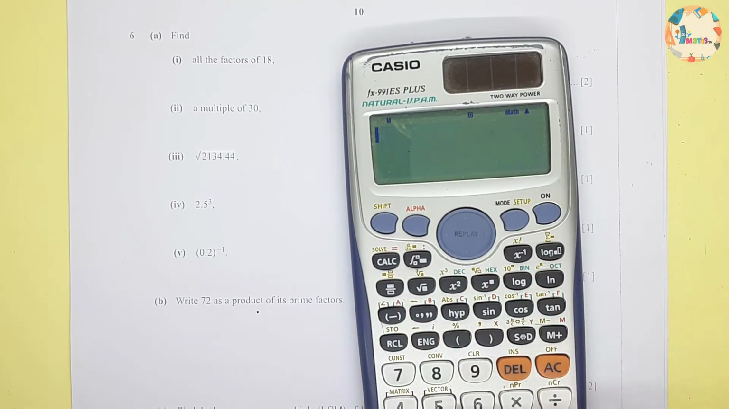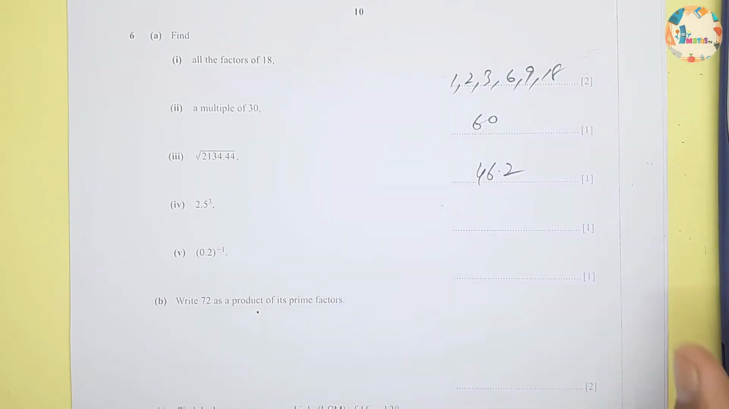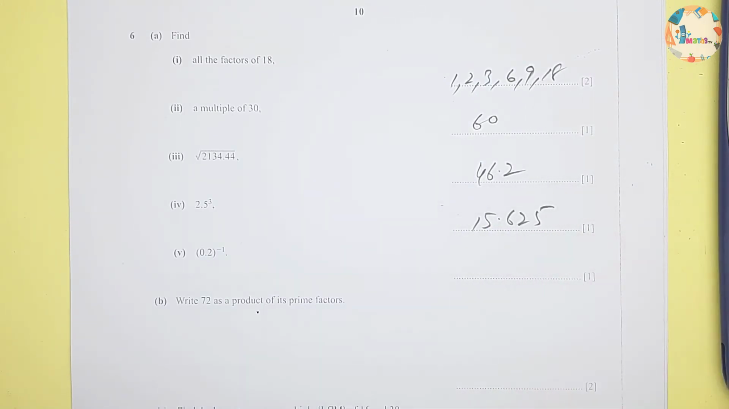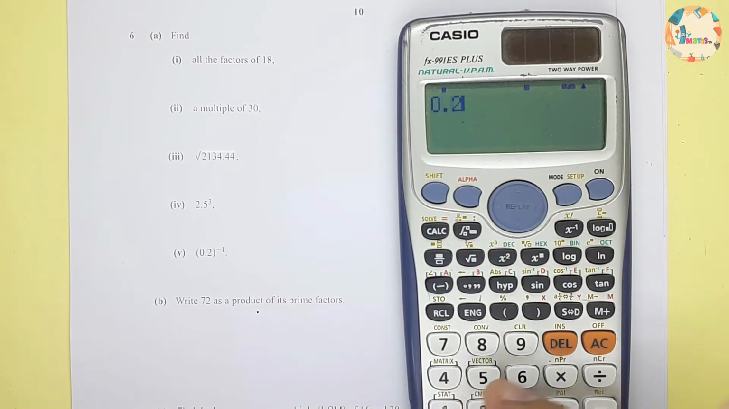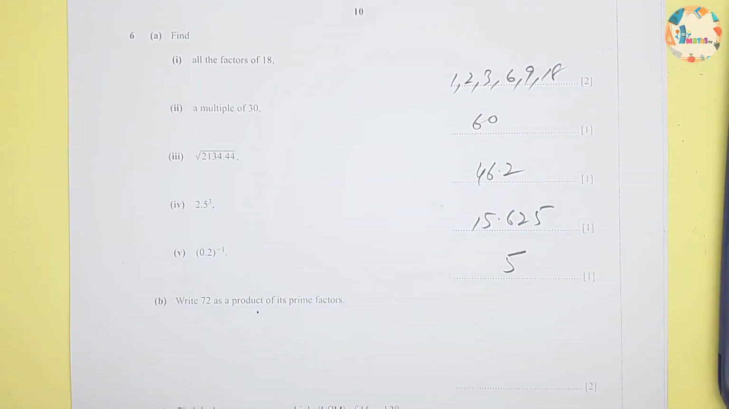2.5 raised to the power 3 will give us 15.625. Then 0.2 raised to the power minus 1 will give us 5, so this will be 5.